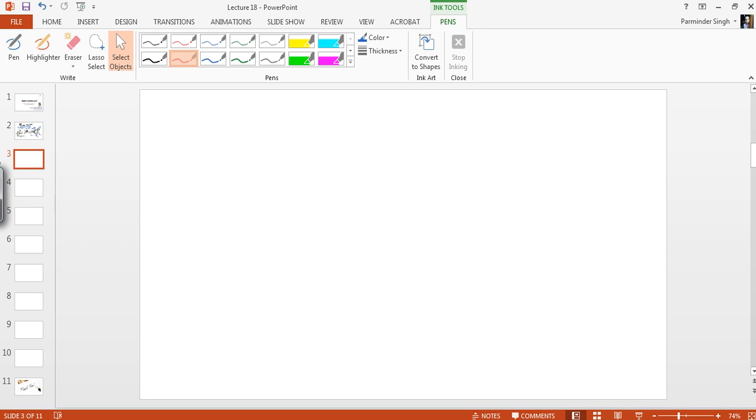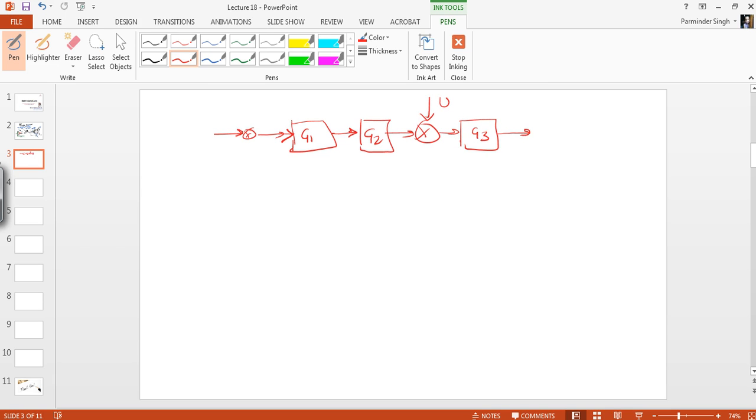Now suppose we have a control system something like this. Let's say this is G1, we have G2, let's say we have U, we have G3, C, that is R, and a negative feedback system, and let's say the measuring element is H. Okay, it is H.